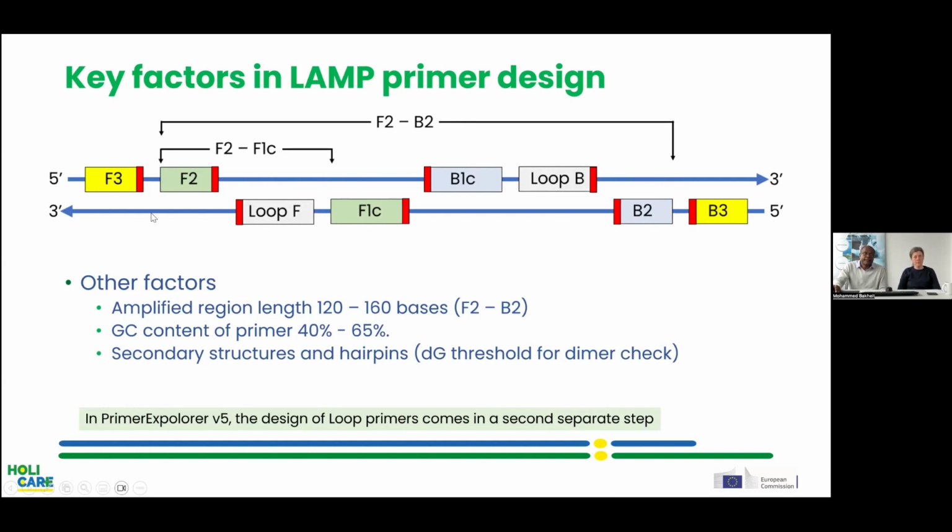The software considers that the GC content of the designed primer is always between 40 to 65%, and for secondary structures and hairpins, there is also a default delta G threshold value for the dimer check, and it is, I think, minus 2.5, something like this. If it is higher, it's fine, it's much better. That means the probability that your primers interact with one another or form hairpins is lesser. So minus 2 is better than minus 2.5.